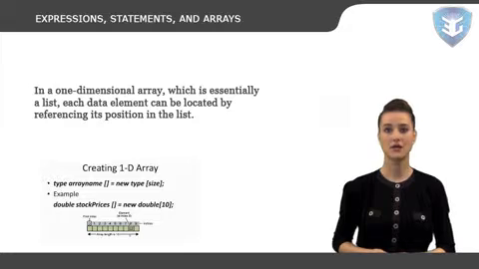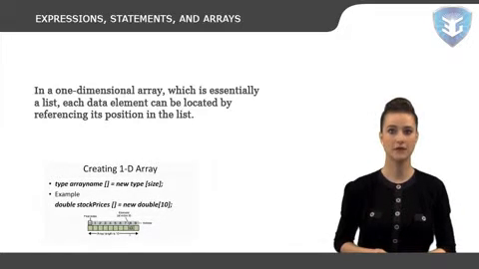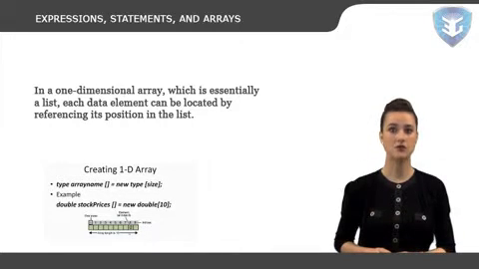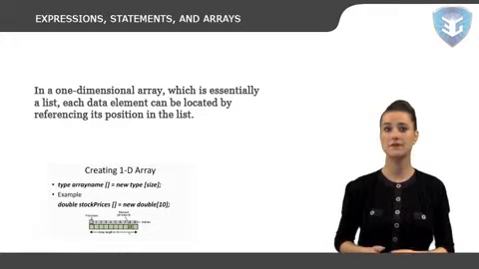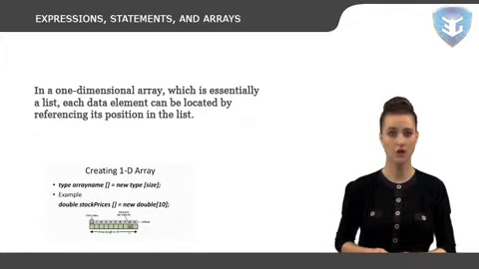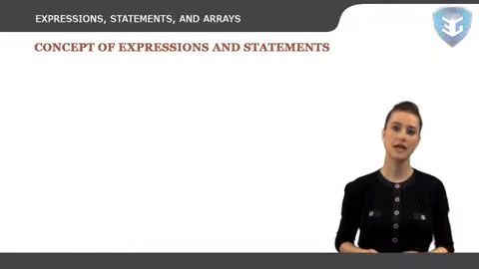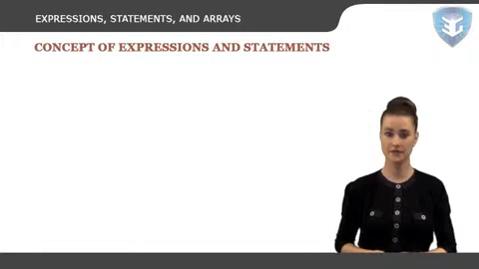A one-dimensional array, which is essentially a list, each data element can be located by referencing its position in the list. A two-dimensional array uses two indices to identify each data element, and can be visualized as a table with rows and columns. Now we will understand the concept of expressions and statements.